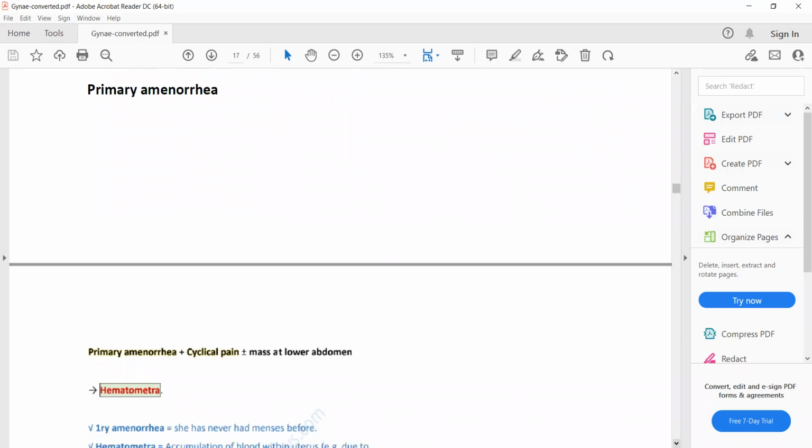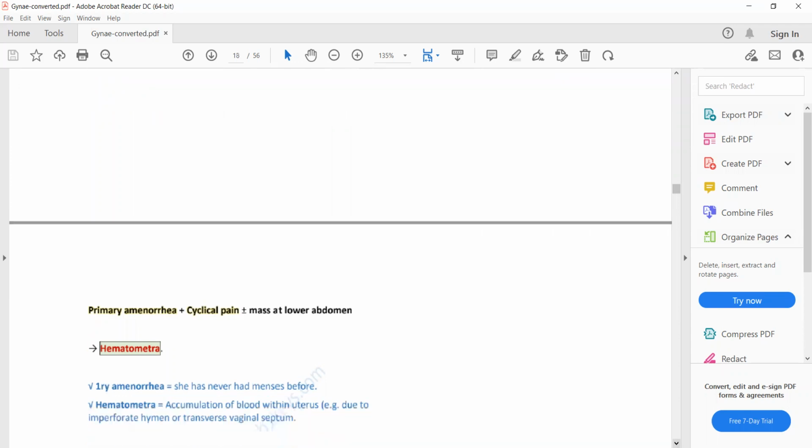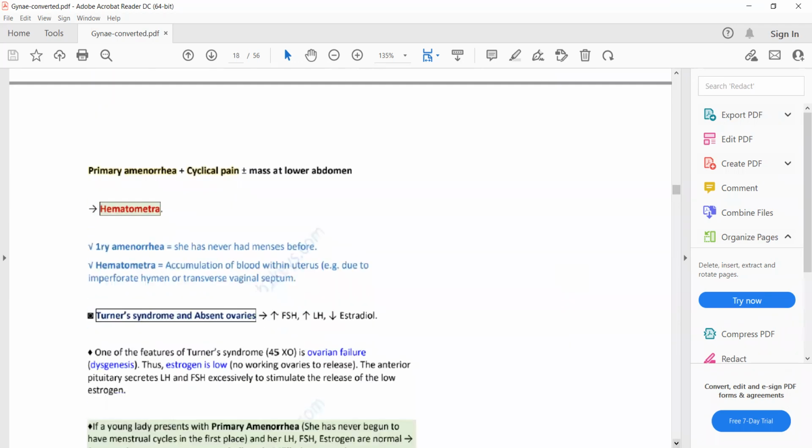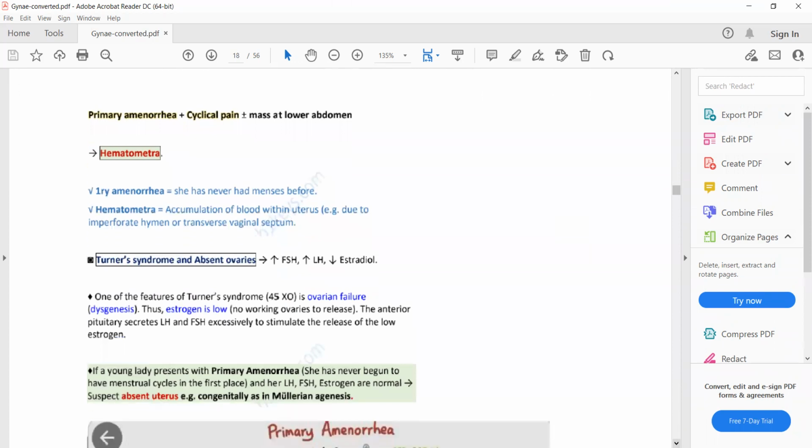So we are going to discuss the causes of primary and secondary amenorrhea one by one. So primary amenorrhea can be caused by imperforate hymen, transverse vaginal septum, in other words, outflow tract obstruction. Outflow tract obstruction such as imperforate hymen or transverse vaginal septum can cause primary amenorrhea.